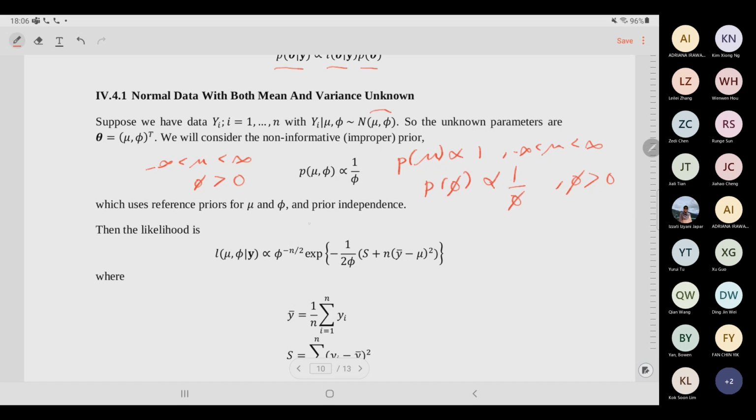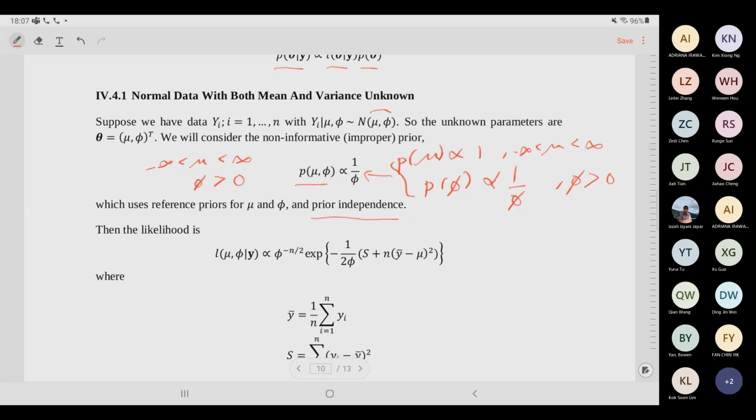And because we assume prior independence, that's why we multiply these two, and we get a joint prior, which is 1 over phi. So this is actually a joint prior for mu and phi, okay? So how do we get it? Because we assume mu and phi are independent, so we multiply and we get a joint prior for mu and phi.